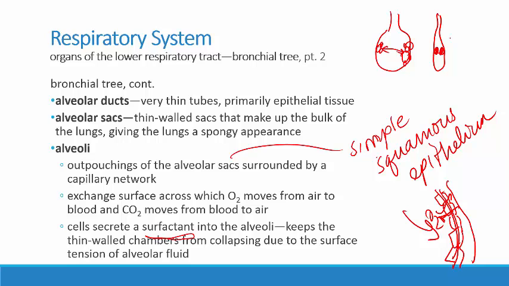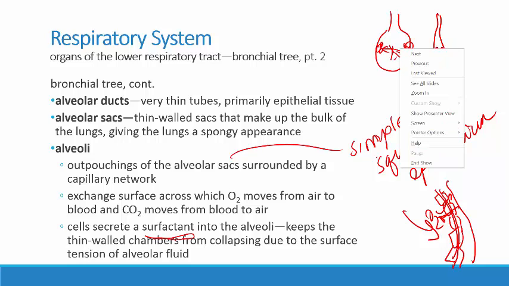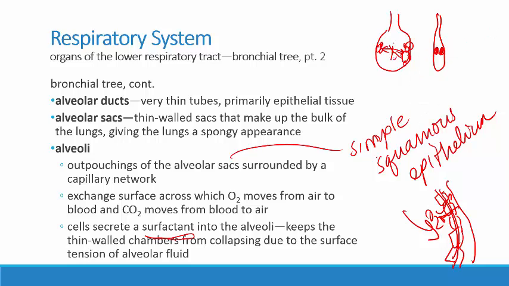And so surfactant goes in there and it interferes with the bonding that can happen, and it prevents collapse from occurring, so that it will not collapse, and instead stays inflated and ready to do gas exchange.